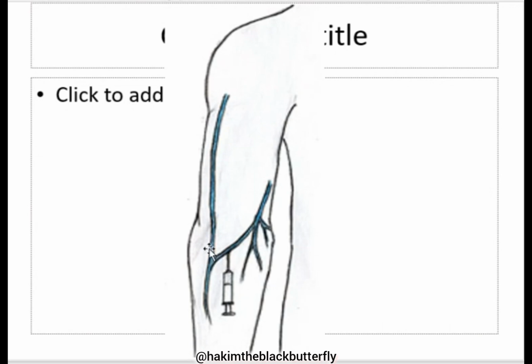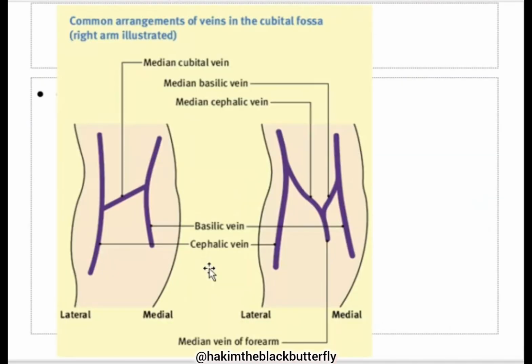They can also insert their IV lines. For example, if they are going to administer normal saline, like drips, they insert those needles inside these veins. Because they are easily accessible, they are in the roof, and there is no danger of injuring the contents of the cubital fossa. The arrangement of these veins within the roof of the cubital fossa varies amongst individuals.